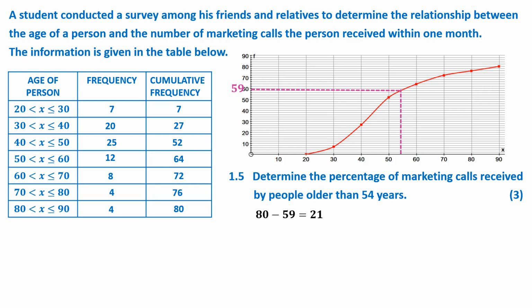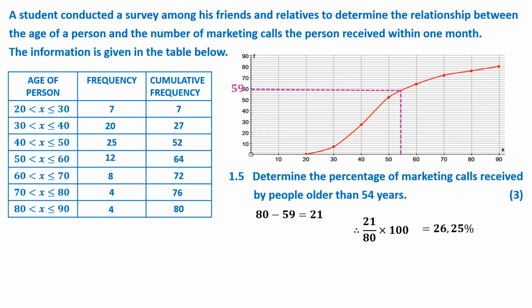So 59 people were 54 and younger. I want to know how many are older than 54. So 80 minus 59 is 21, and 21 out of 80 gives me 26.25%. Okay, so 26.25% of people were older than 54 years in this specific survey.